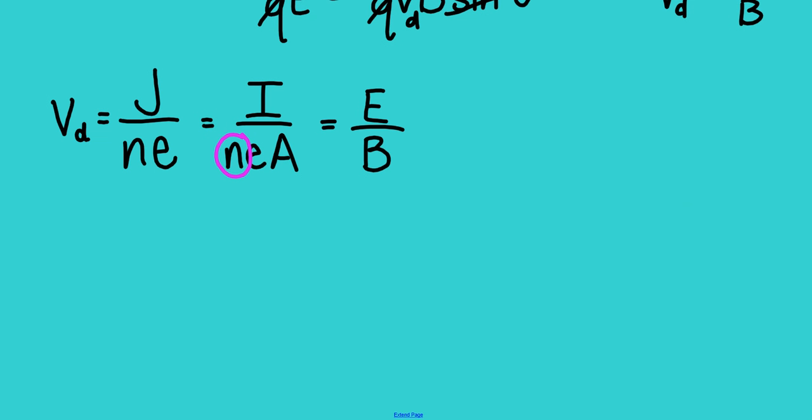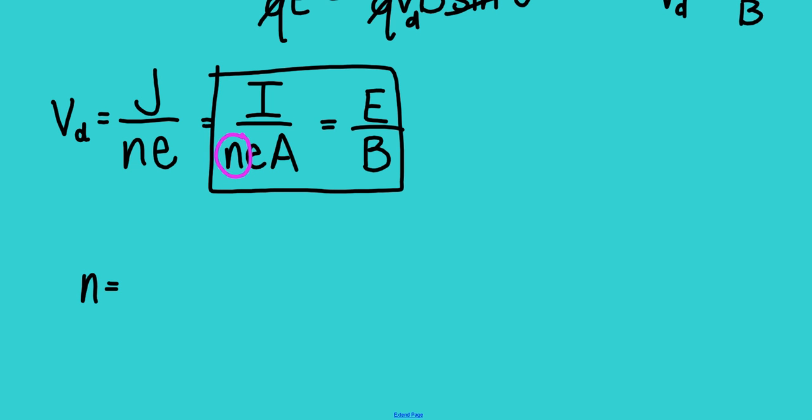So I'm going to solve this expression that I have here for n. I get that n is equal to I times B, or the current times the magnetic field, divided by the charge on an electron times the electric field times the area. Again, cross-sectional area.